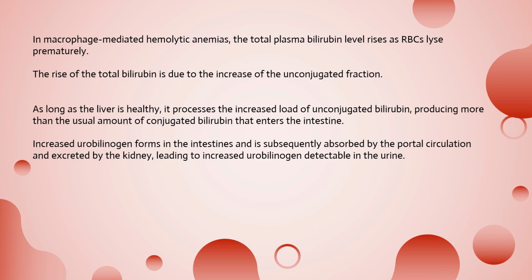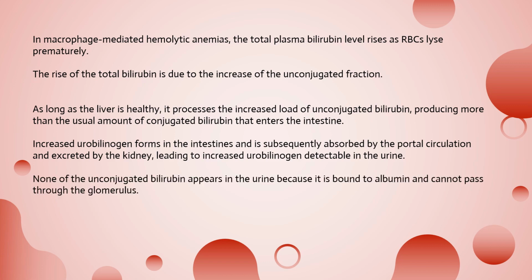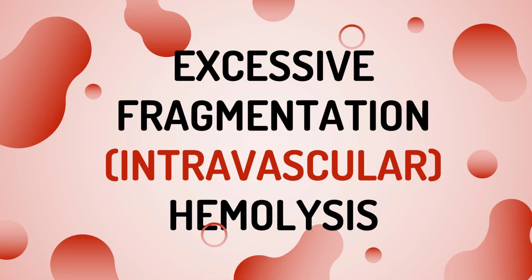Increased urobilinogen forms in the intestines and is subsequently absorbed by the portal circulation and excreted by the kidney, leading to increased urobilinogen detectable in the urine. None of the unconjugated bilirubin appears in the urine because it is bound to albumin and cannot pass through the glomerulus. Excessive fragmentation, intravascular hemolysis.